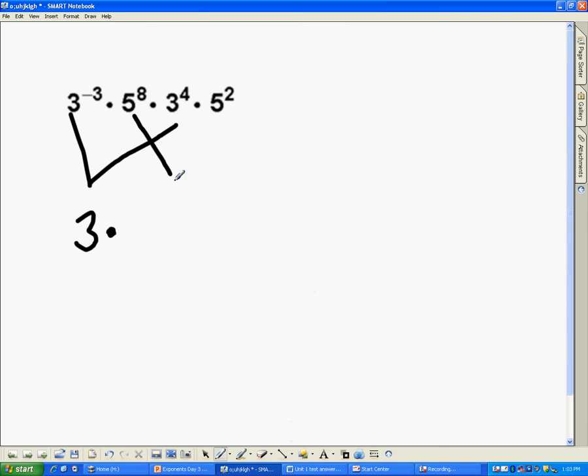And then I've got 5 to the power of 8 times 5 to the power of 2. Again, they have the same base, so I'm going to add my exponents, and so this becomes 5 to the power of 10.